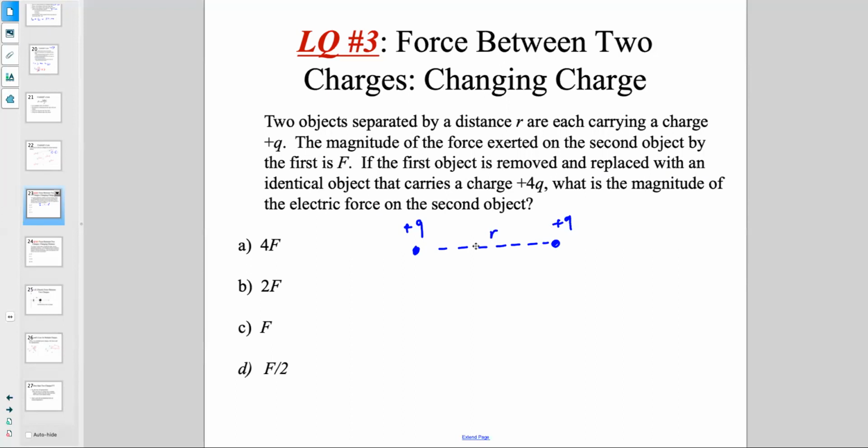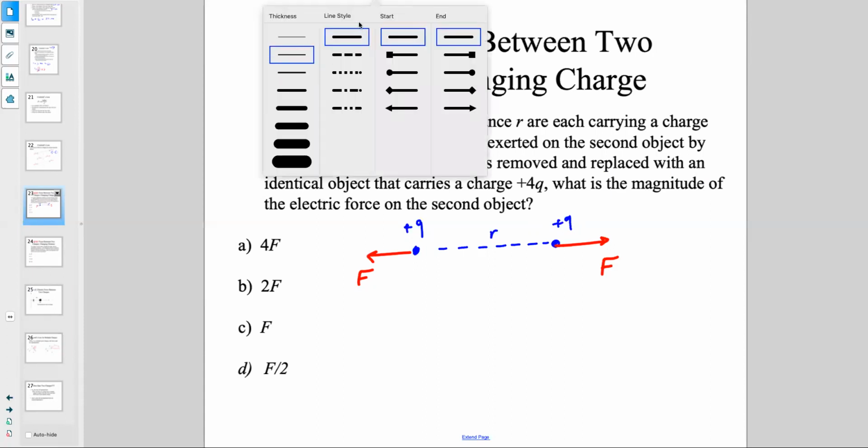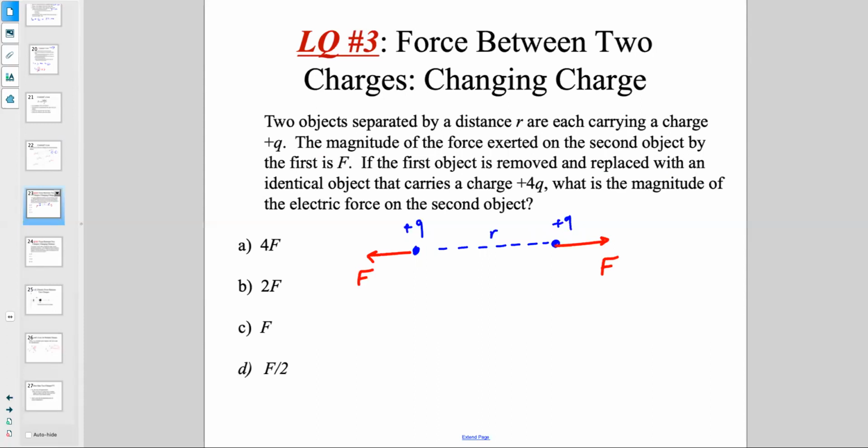So you have two forces. Okay, so that's F. That's F. Why are they in this direction? Because we have two positives, so they have to repel. Okay. And then if the first object is removed and replaced with an identical object that carries a charge plus 4q. In other words, you just change the plus q to plus 4q. So we'll have a plus 4q here, same distance.